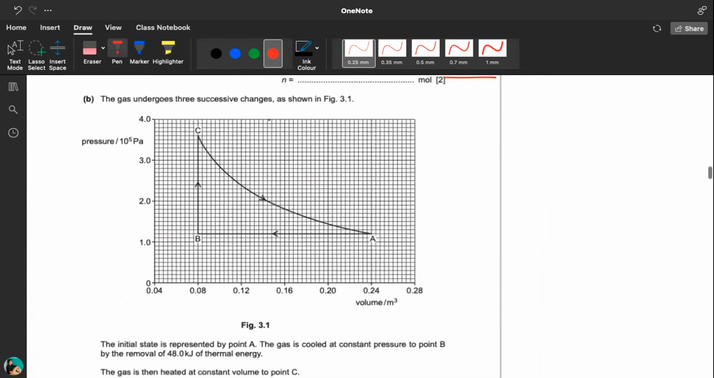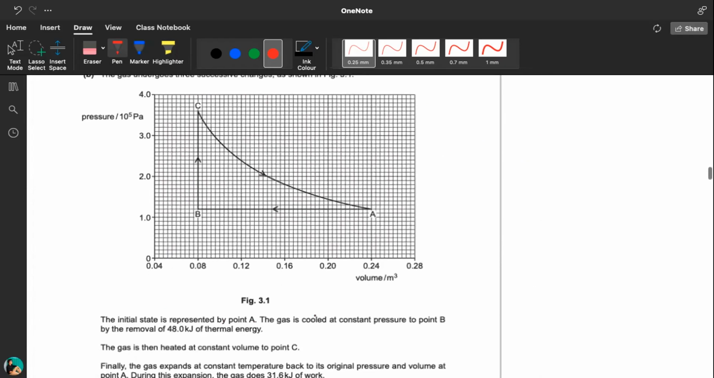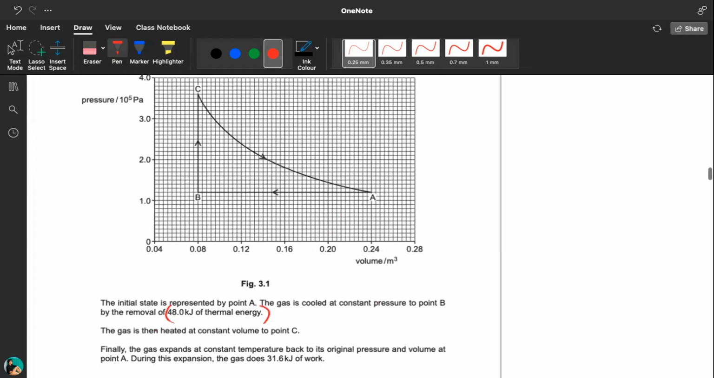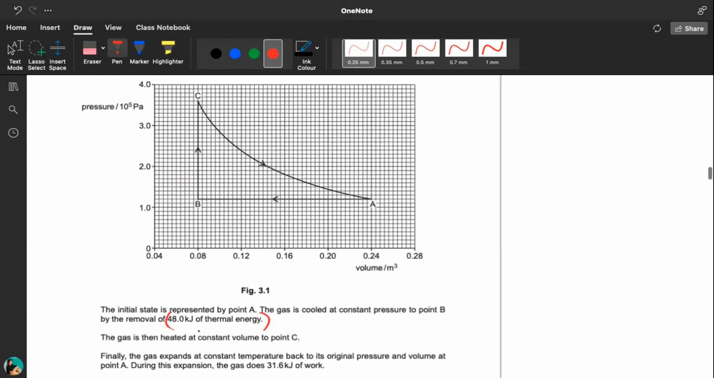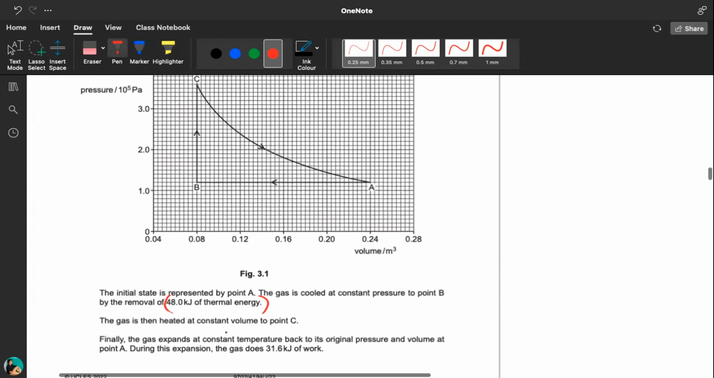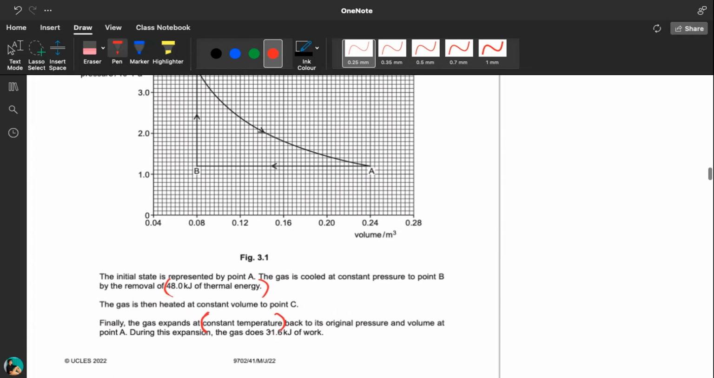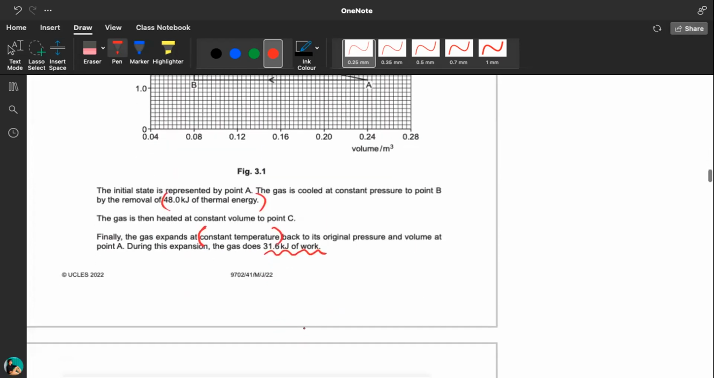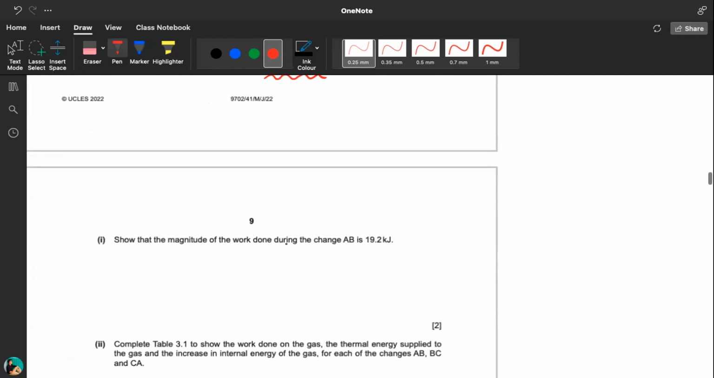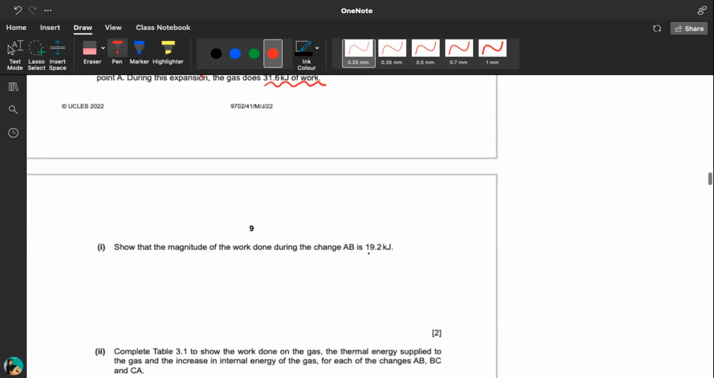The gas undergoes 3 successive changes. Initial state represented by point A, gas is cooled at constant pressure to point B by the removal of heat energy of 48. The gas is then heated at constant volume to point C, and then again expands at constant temperature, so isothermal, as we go from C to A, back to its original pressure and volume at point A. During this expansion, the gas does 31.6 kilojoule of work. Okay, let's see. Show that the magnitude of the work done during the change AB is 19.2.